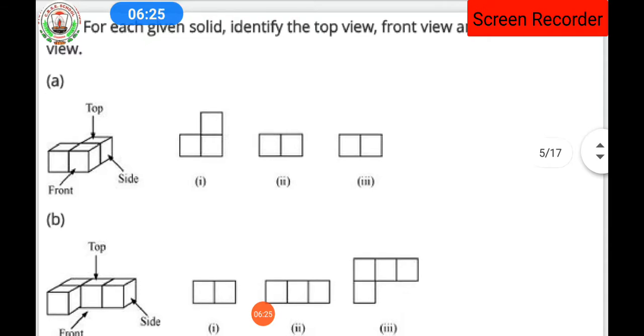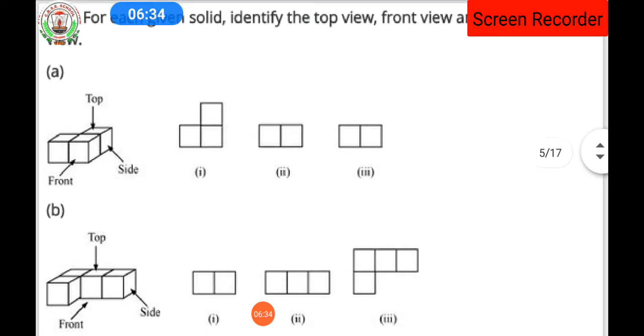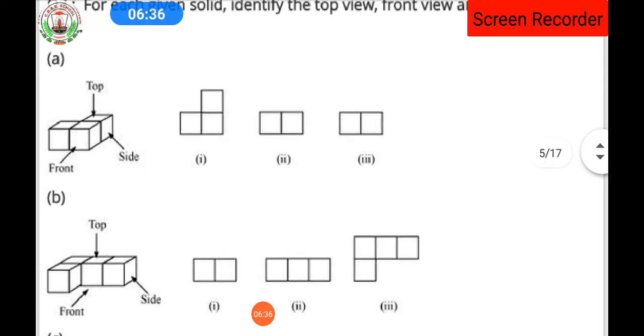In question number 3 it is said that for each given solid, identify the top view, front view and side view. Okay, we have to identify the top view, side view and front view. So dear student, here question number 2 is given in the form of a 2D object. Okay, but in question number 3 it is given in 3D form.